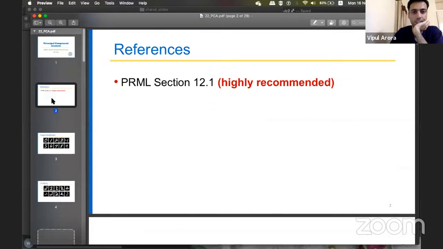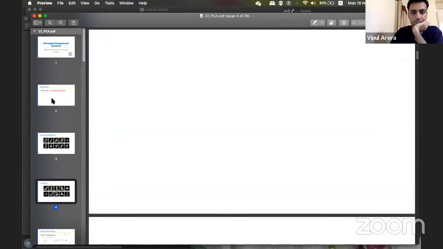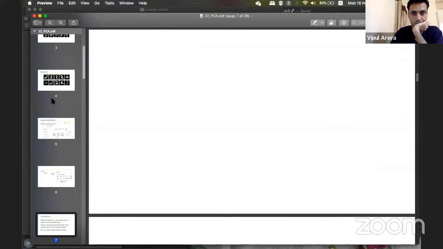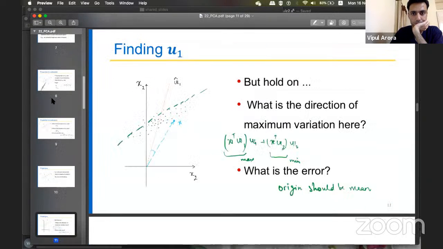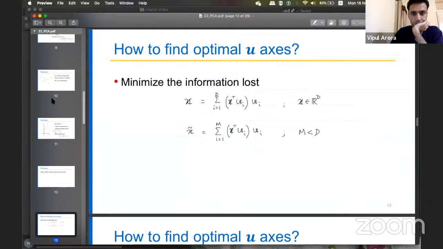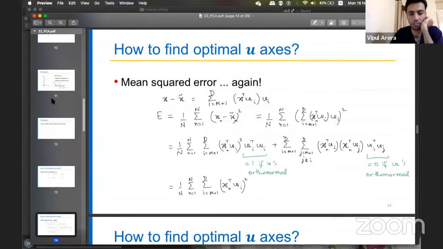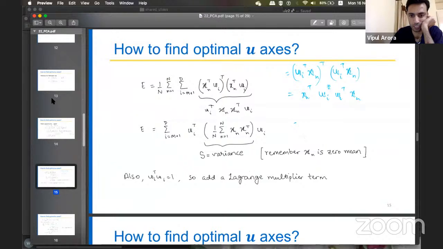So let's come to PCA. S is the variance matrix. It includes 1 upon n here. So 1 upon 3 has to be there. So I think the answer should be none of these.